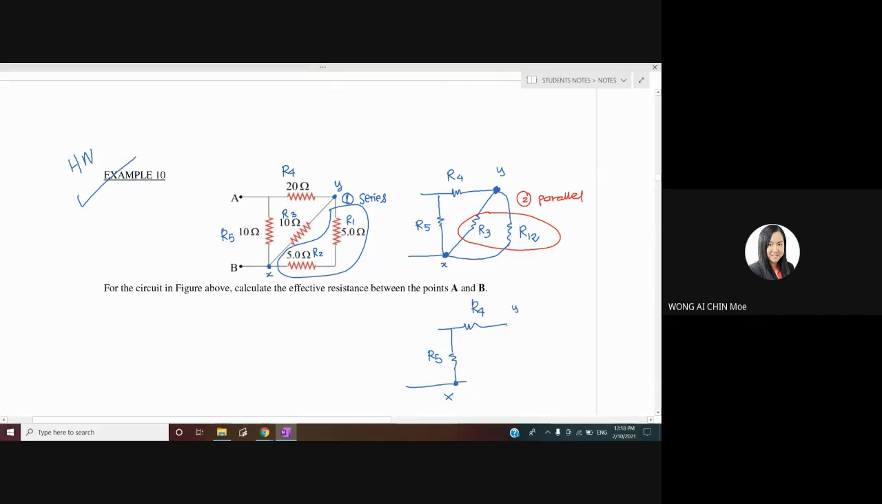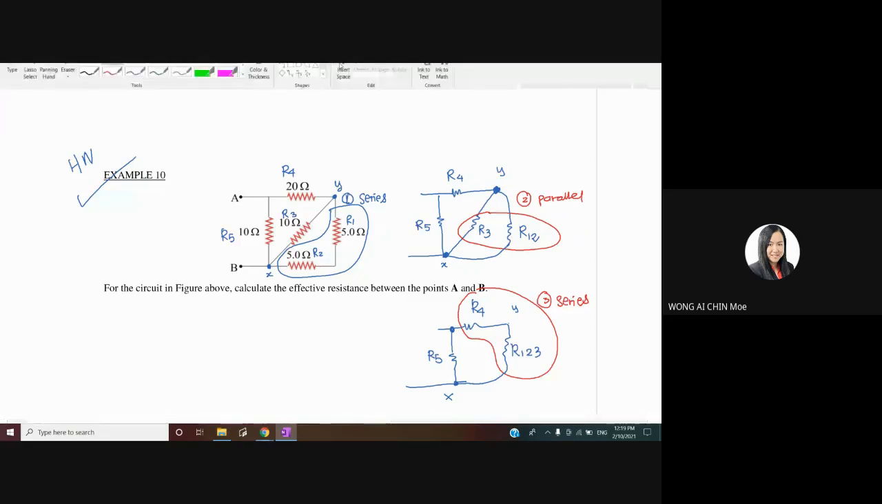Just now, this was the junction, but after you simplify it, you will get R123. Here is another junction. So after that, we do series, because R4 and R123 are connected in one wire. So step 3, you do series. So this is another junction here, let's say Z.